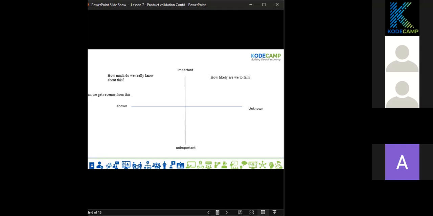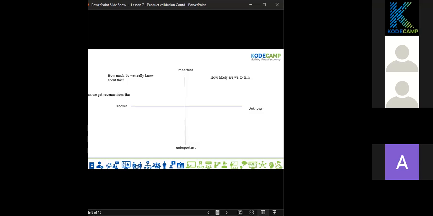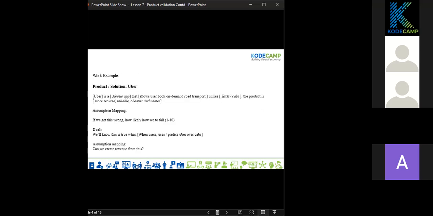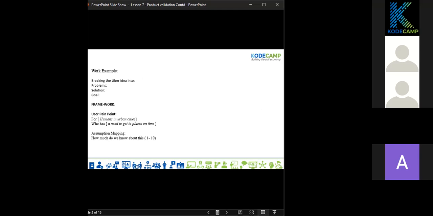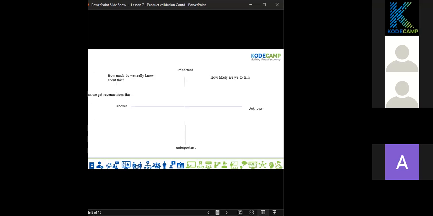With what I've explained, I'm going back to this. Now, going back to each of these, how much do we know about this product? How likely are we to fail? And can we create revenue? Which is just three points. You want to put them here.